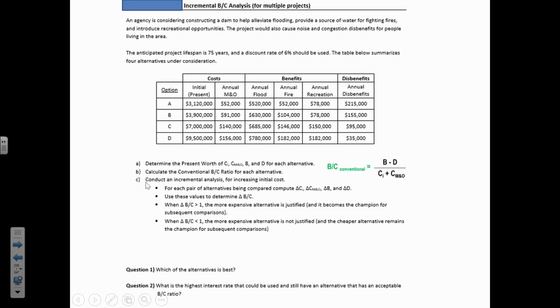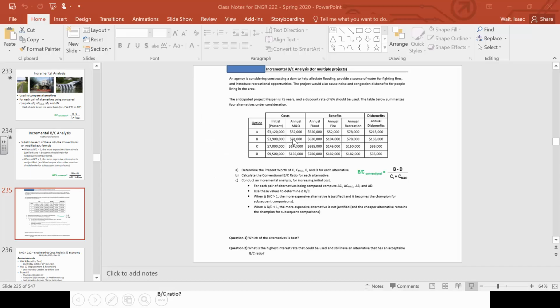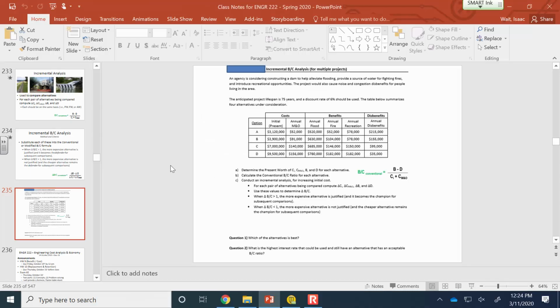And so I'll pause for a moment and allow you to get started on that, and then I'll bring up my solution, and we'll see if we can all get towards figuring out which of these options is best. And here's a hint. It's not the one that has the highest conventional B to C. We really do need to do the incremental analysis to find the alternative that's best.